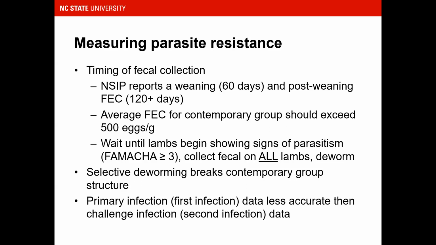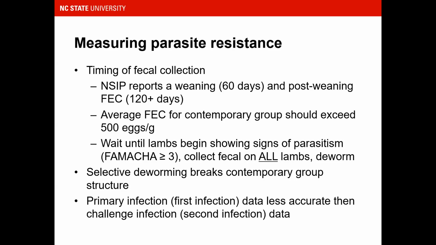And when you start getting those individuals with FAMACHA scores greater than or equal to 3, when you get to a point when some of those lambs are going to start needing treatment, needing to be dewormed, then that's a good sign that there's a level of infection in your lambs that when you collect a fecal, your average should be high enough, hopefully. So you want to collect a fecal on all of your lambs and then deworm either those that need it or the entire group. Selective deworming breaks your contemporary group structure.